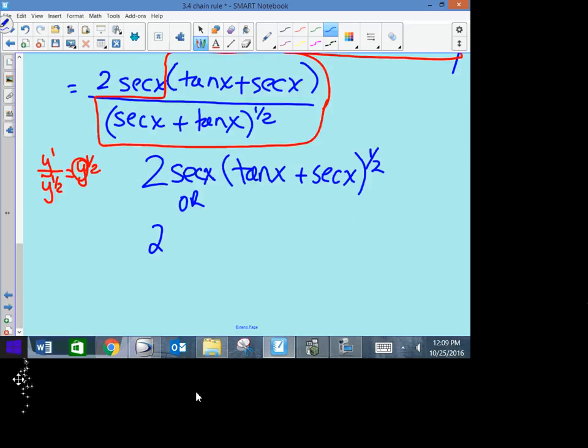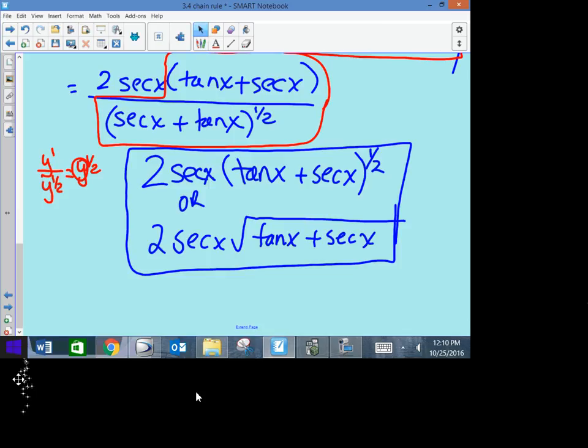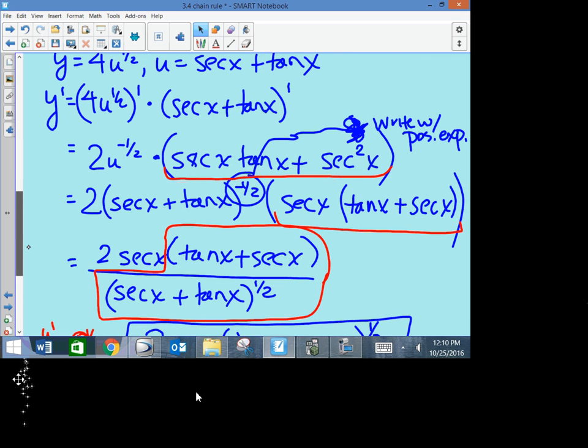Which is also, if you're looking at the back of the book, you're like, wait, where did that radical come from? That's the same thing, remember. I don't care. I really don't care. The book will probably, if they start with the radical, probably end with the radical. But I personally do not care. If you want to end with a 1/2 power or a radical, I don't care. No, this is it. There's no more cute. That's as short as you can be. Okay, good. Any part of that that's confusing?